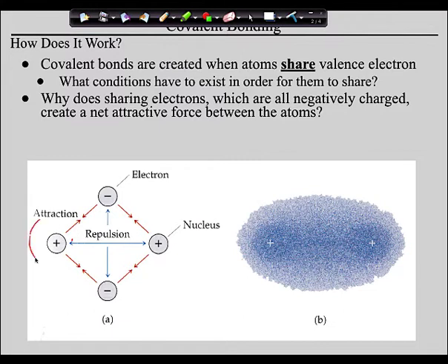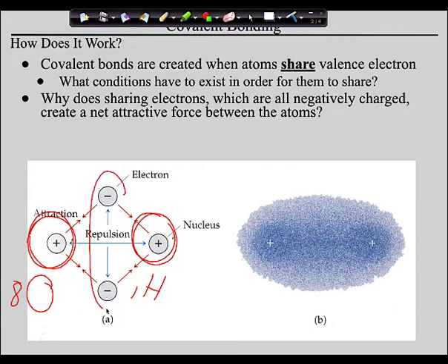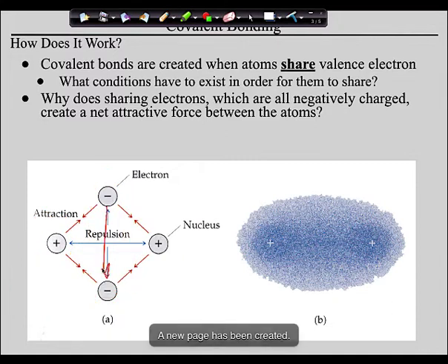Here's the idea. Say that this is the nucleus of our oxygen, and say that this is the nucleus of one of our hydrogens. So this is oxygen, and this is hydrogen in our example. So what happens? Well, we share a pair of electrons. And again, why do they share into each other? It releases energy. But now, why does that create attraction? Because the answer is, in some ways it doesn't, because these electrons do in fact repel each other.